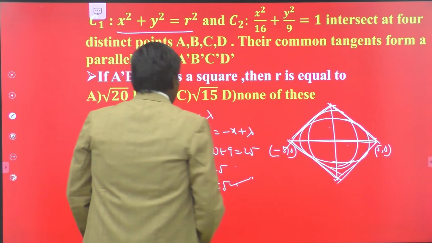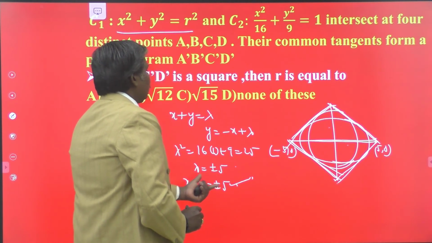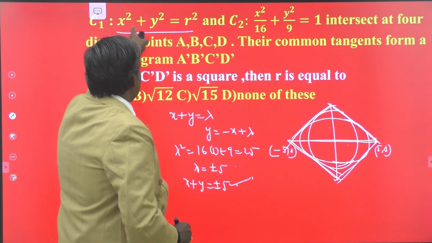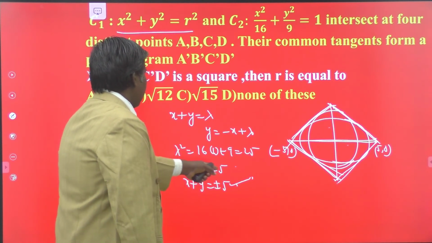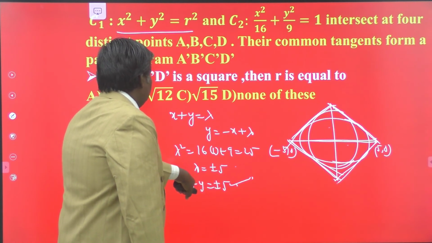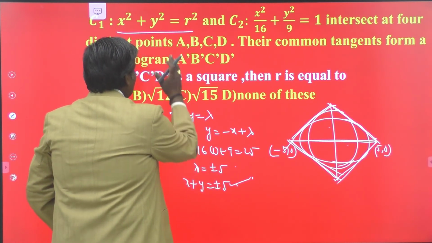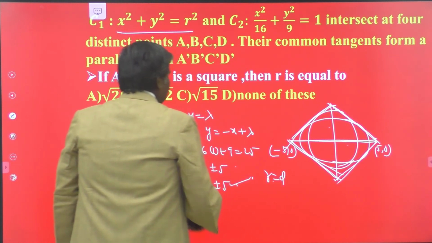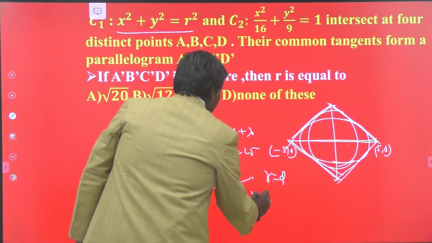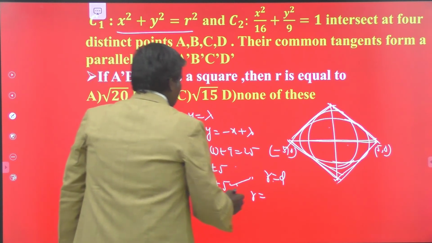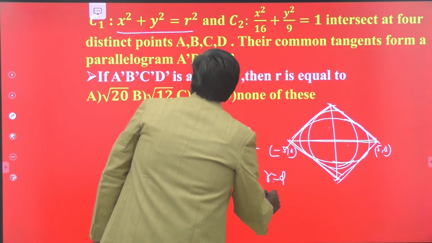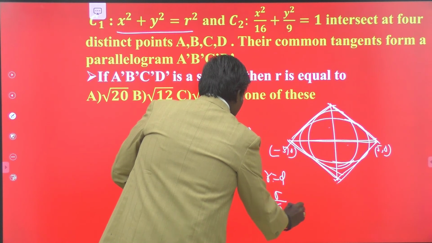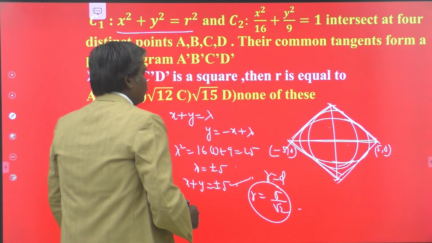x plus y equal to 5 is the tangent to both curves. This is the circle x square plus y square equals r square. The line x plus y equal to 5 is the tangent to that one. We can easily find the radius by taking r equals d. What is the radius of the circle? d is nothing but the perpendicular distance from the center to the line. d is nothing but 5 by root 2. Therefore, the radius of the circle is equal to 5 by root 2.